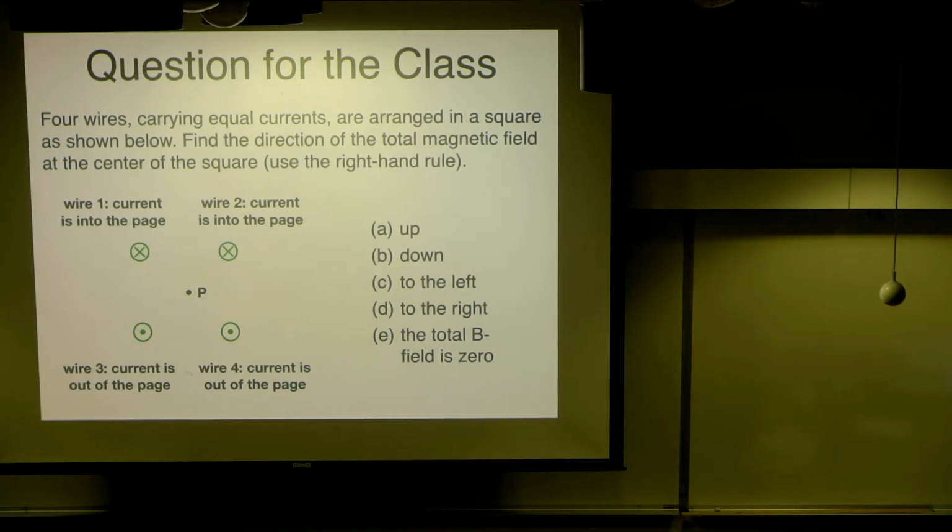Right, so on your paper you should have B1, B2, B3, B4. You should see how they add together.